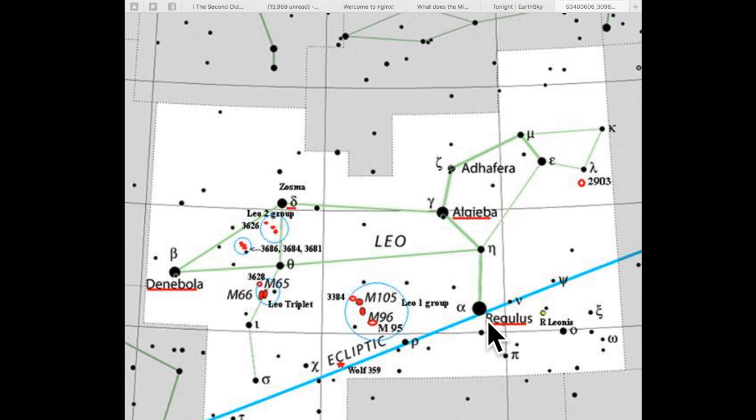So we have Regulus, Alpha Leonis. It is the 22nd brightest star in the sky. It's magnitude 1.35 and about 77 light years away. It is a 4-star system composed of 2 pairs of stars.